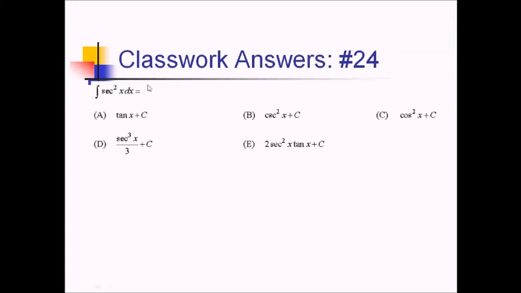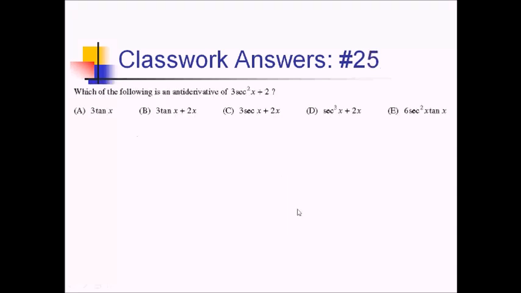For this problem, we want the antiderivative of secant squared of x dx. So this here is the derivative of tan of x. So tan of x plus c then would be our answer, choice A. For this problem, we want the antiderivative of 3 secant squared of x plus 2. Going term by term, this is going to be 3 tan of x plus 2x plus c. So that's going to give us answer choice B.